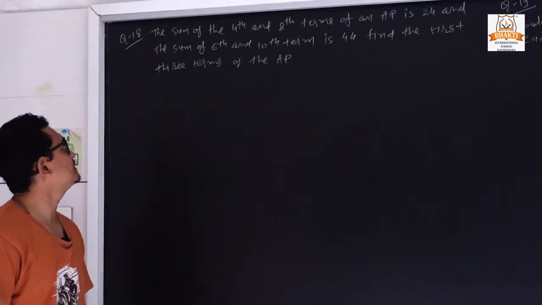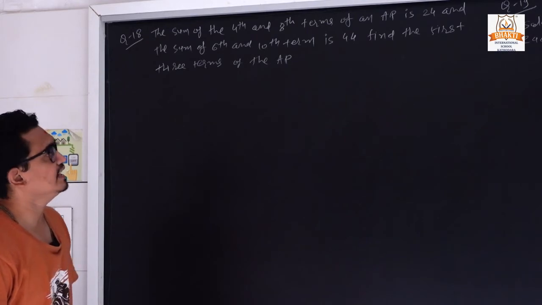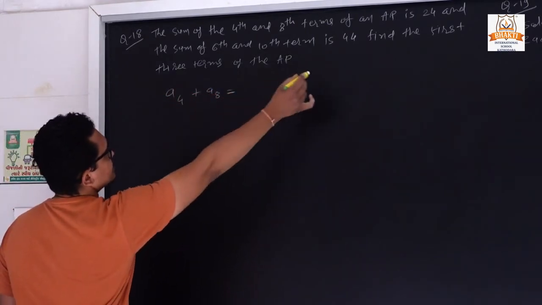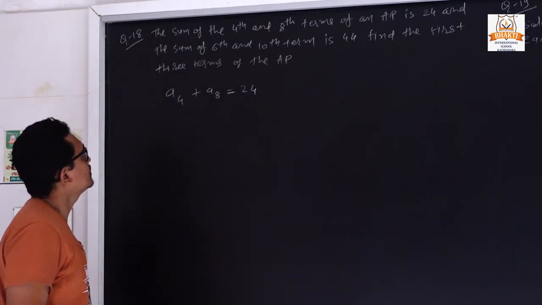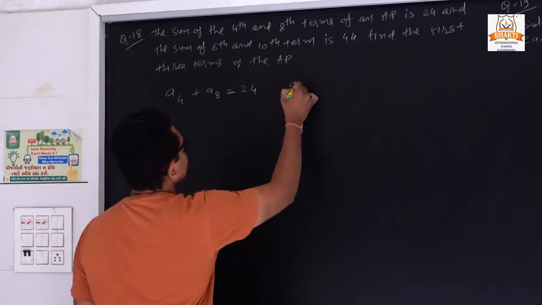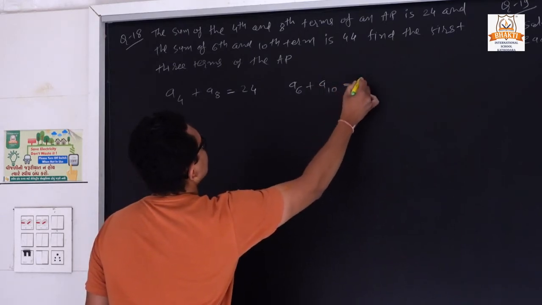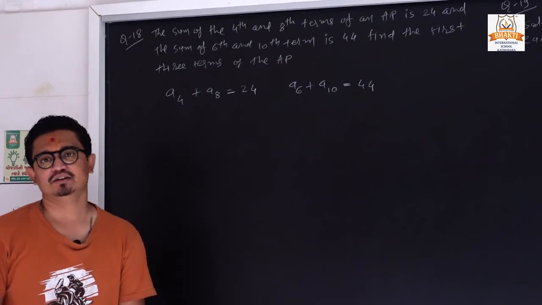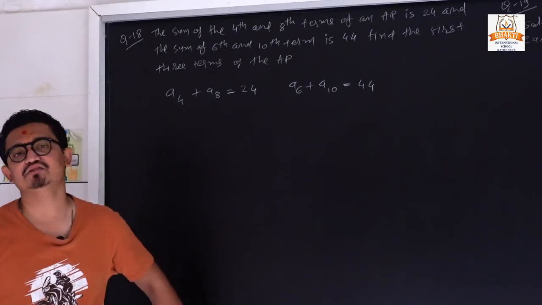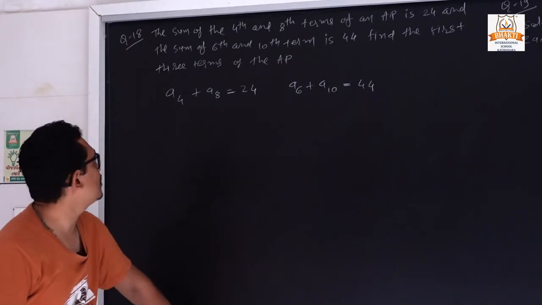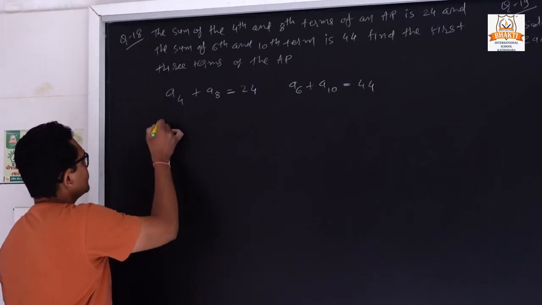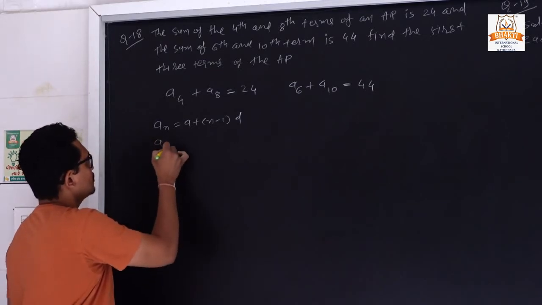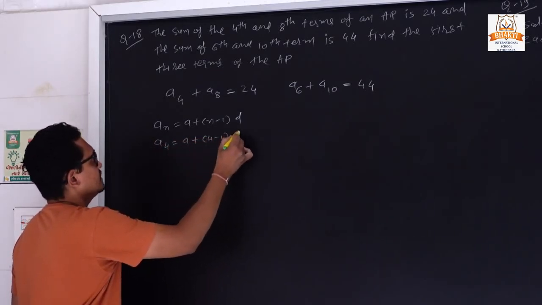Question number 18. The sum of the 4th and 8th term is given as 24, and the sum of the 6th and 10th term is also given. They are asking to find the first 3 terms of the arithmetic progression. So first of all, we need to find out the values of a and d. So we can simplify that. A4: an is equal to a plus (n minus 1) into d. So 4 minus 1, so it is 3d.